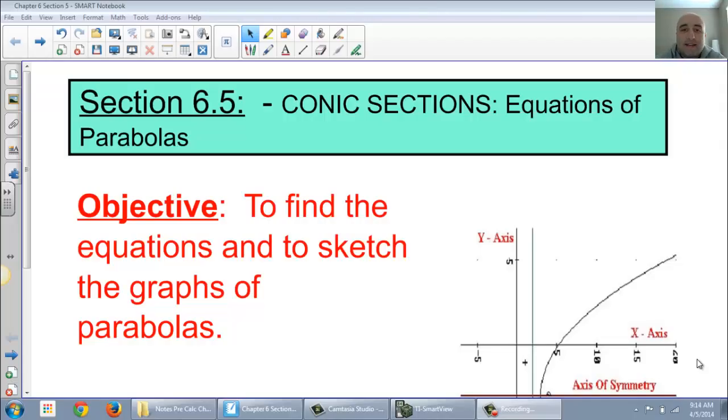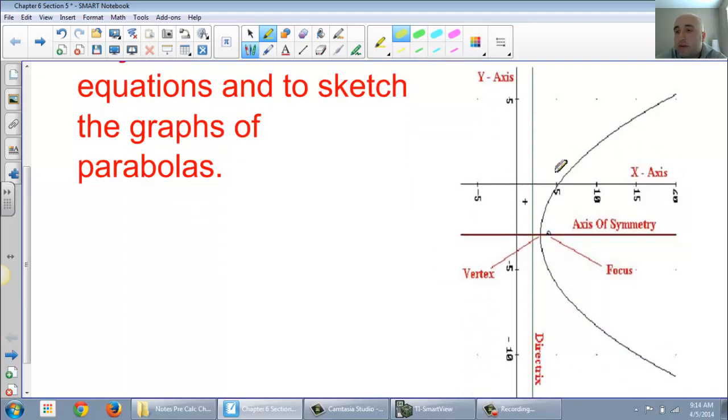Welcome to the last section of Chapter 6, our last conic section out of the 4, and this one is called Parabolas. You should have seen parabolas at some point so far, probably in multiple classes. We're going to take it a little bit further with this one. So the objective is to find equations and to sketch the graphs of parabolas.